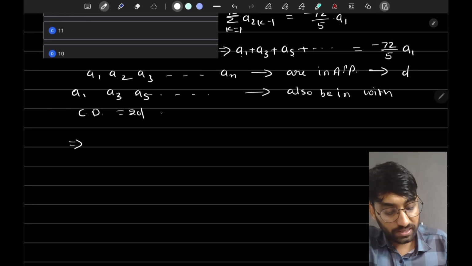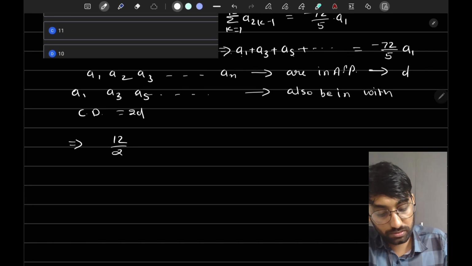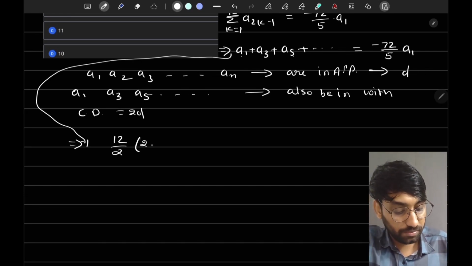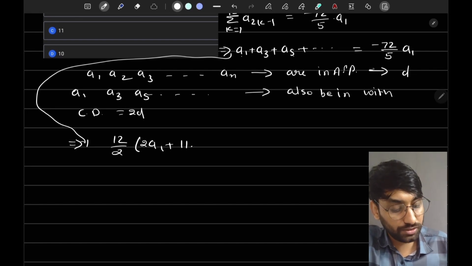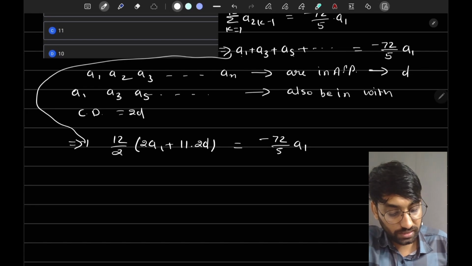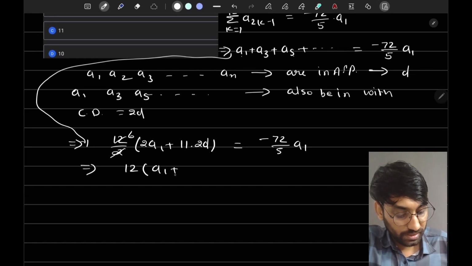So how will it be? It will be nothing but 12 by 2. It means this sum I am talking about will be 12 by 2 into 2a1 plus 12 minus 1, that is 11, into the common difference, which will become 2d in this case. Equal to what they have given, minus 72 by 5 times a1. Correct? So it will be 6 times, and if I take out 2, what will I get? I will get 12 into a1 plus 11d equal to how much?